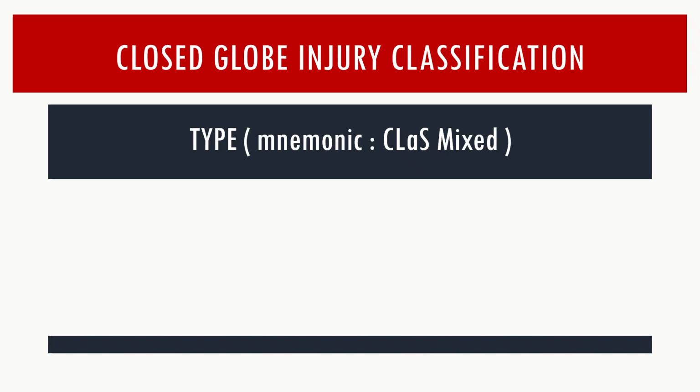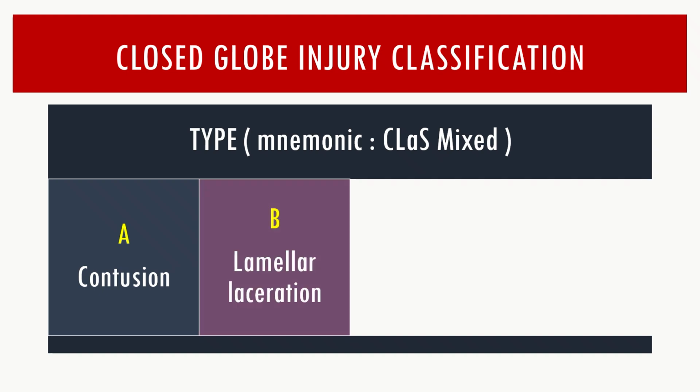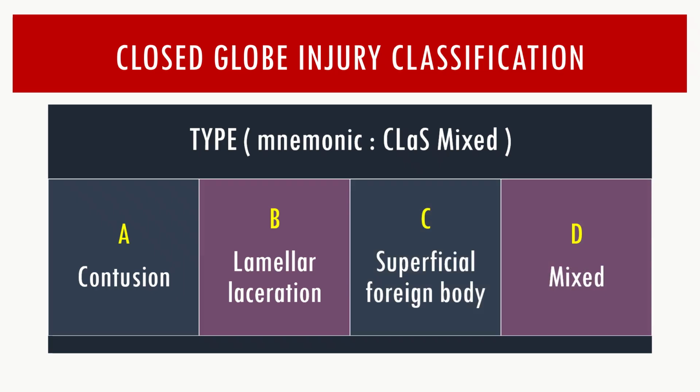Next is closed globe injury classification. In closed globe injury, there is no full thickness wound of the eye wall. First is the type. To remember the types, use the mnemonic CLASS MIXED. C for contusion, injury due to blunt trauma without full thickness defect. LA for lamellar laceration, partial thickness wound. S for superficial foreign body, and mixed for combined injuries.